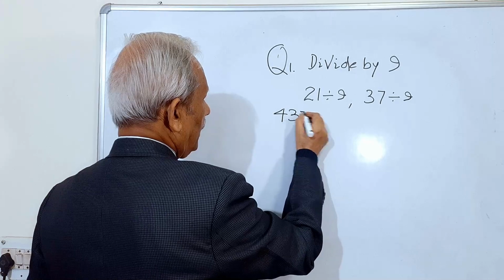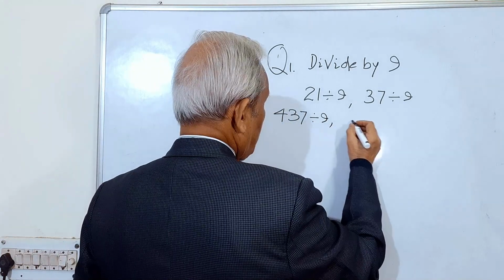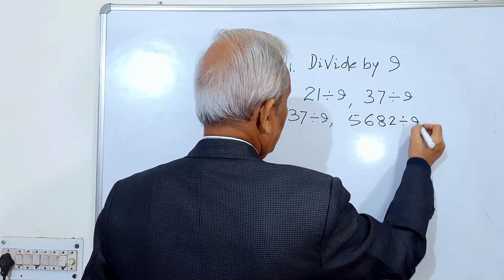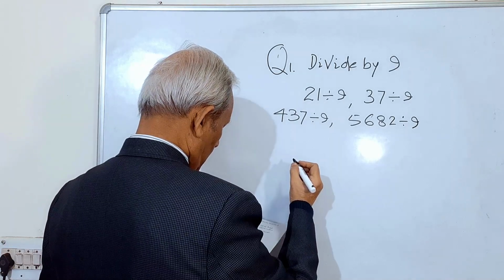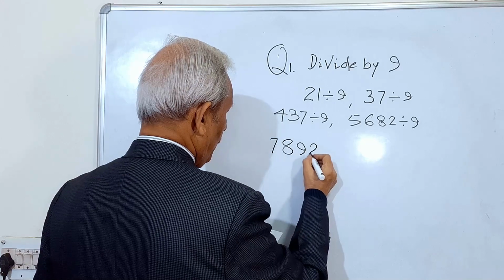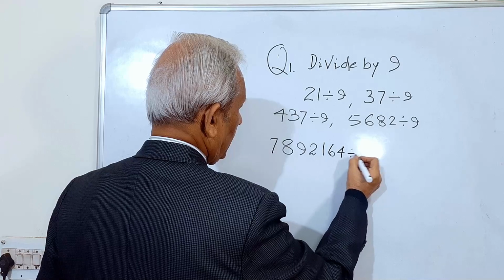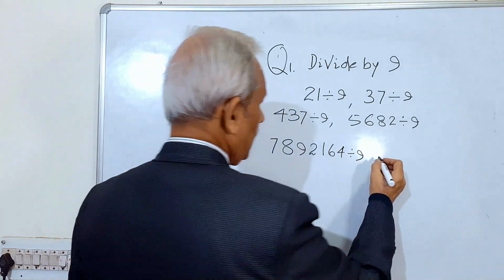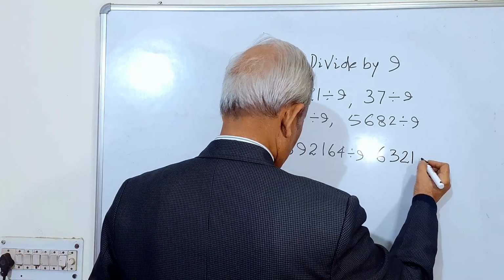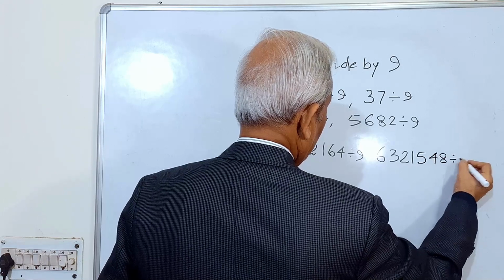437 divided by 9. 5682 divided by 9. 7892 164 divided by 9, and 6321 548 divided by 9.